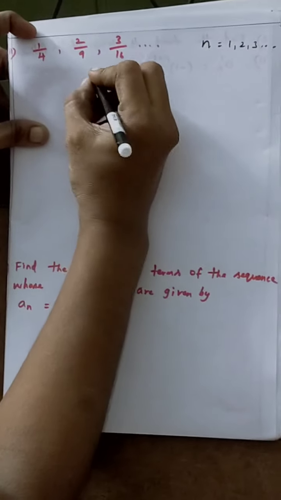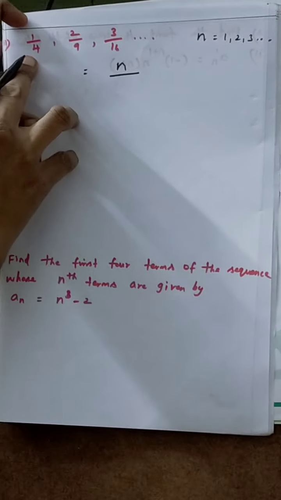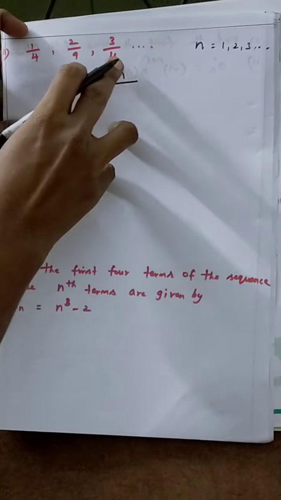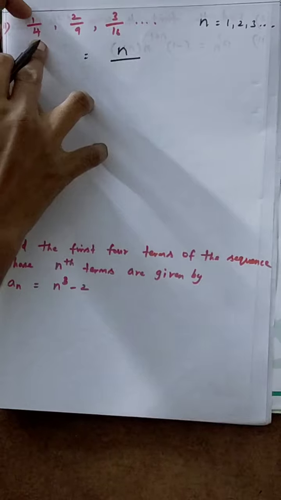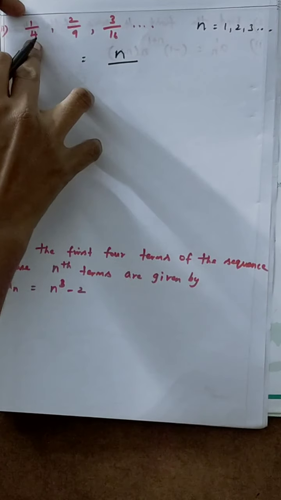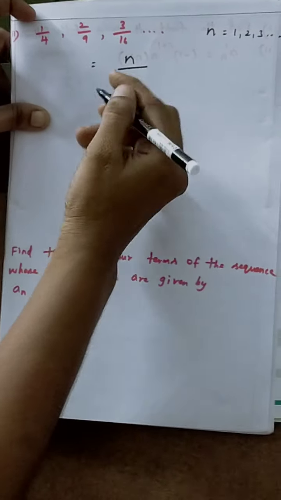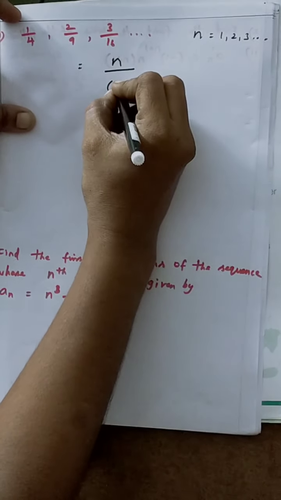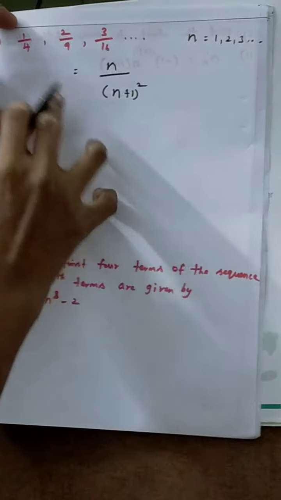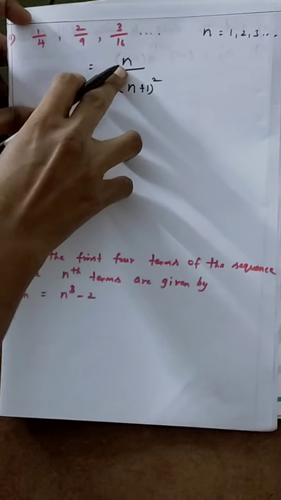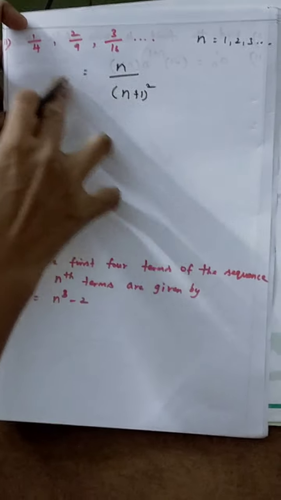So see, the numerator is applied by the natural number n only, and see the denominator, all the numbers are square numbers only, 4, 9, 16. So the denominator's first value is 1, so 1 square means the value is 1, but 4 is given, so include plus 1 only. So n by (n plus 1) whole square, apply for this answer. For the first answer, n equal to 1, 1 by (1 plus 1) whole square. So 1 by 2 square means 4 only.